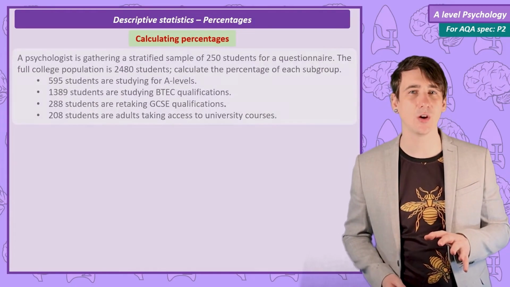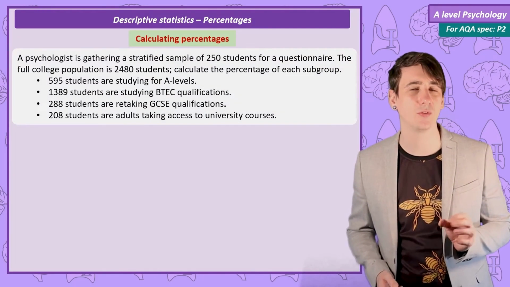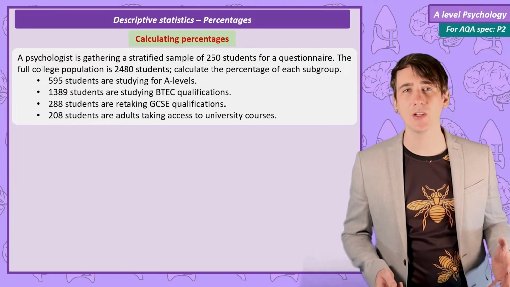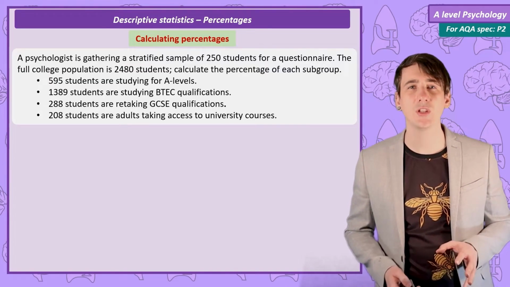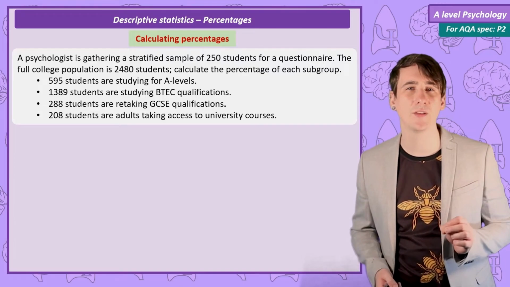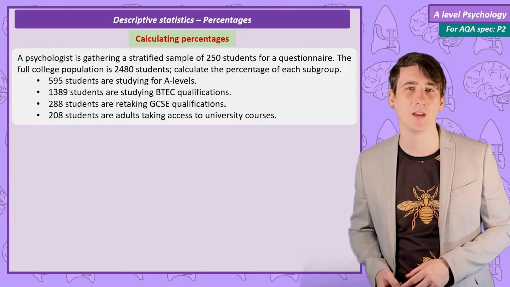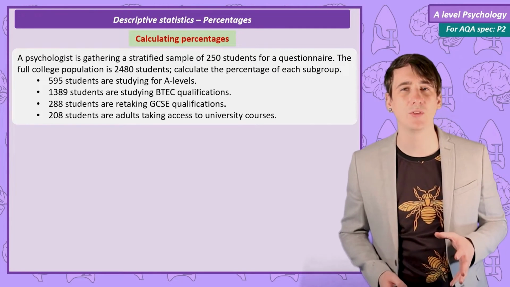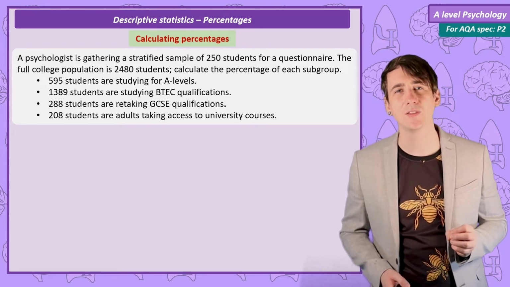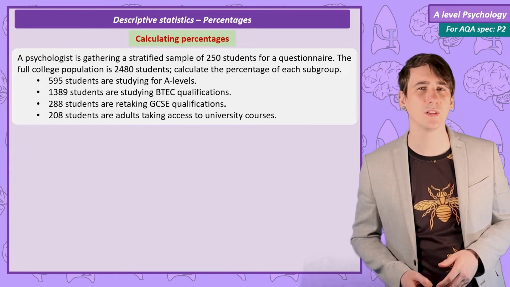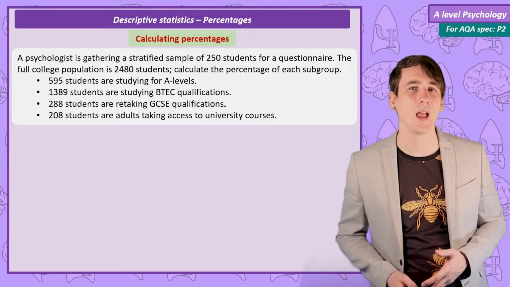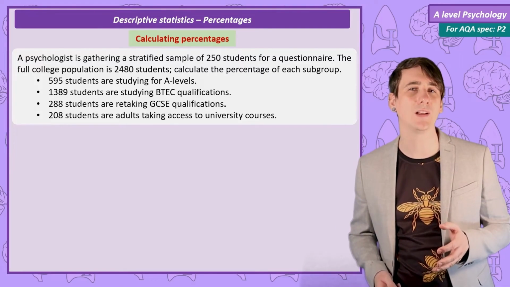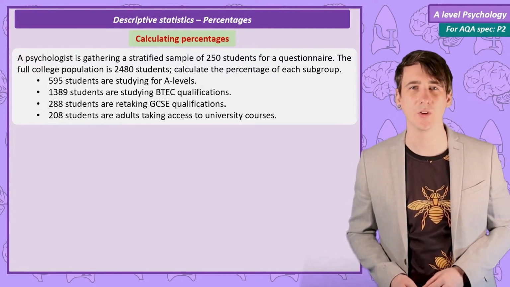In this example, the psychologist is conducting a stratified sample for a questionnaire. Her target population is all of the students at a large further education college. She knows the full population of the college is 2,480 students. 595 students are studying for A-levels, 1,389 students are studying for BTEC qualifications, 288 students are only attending to retake GCSE, and 208 students are adults taking access to university courses.